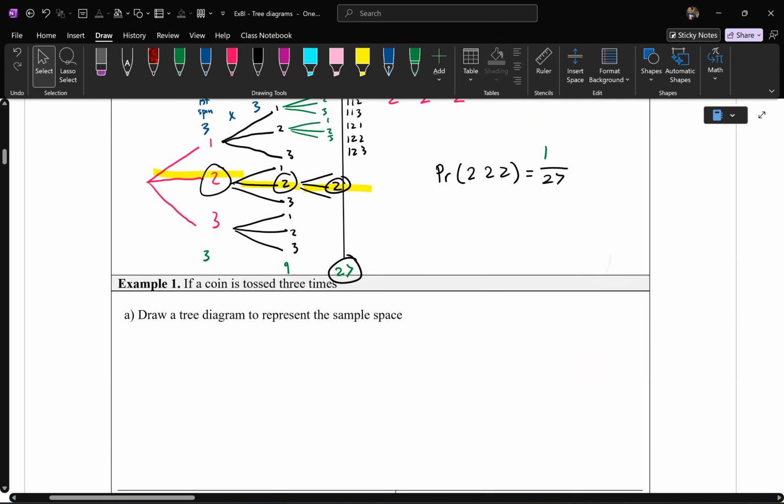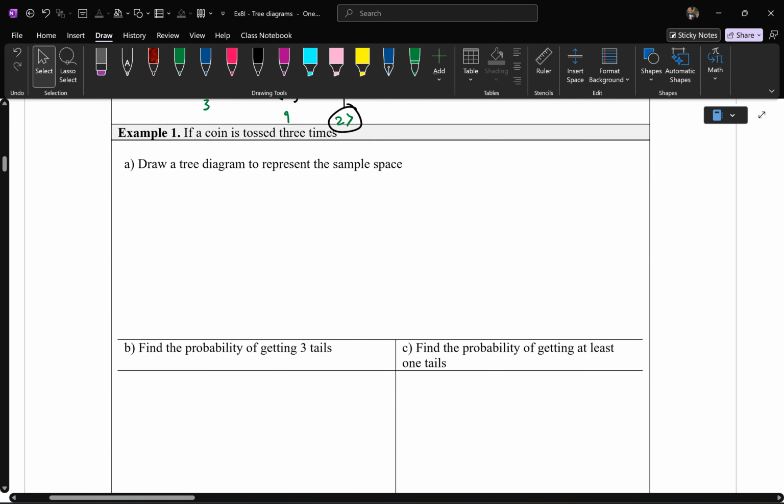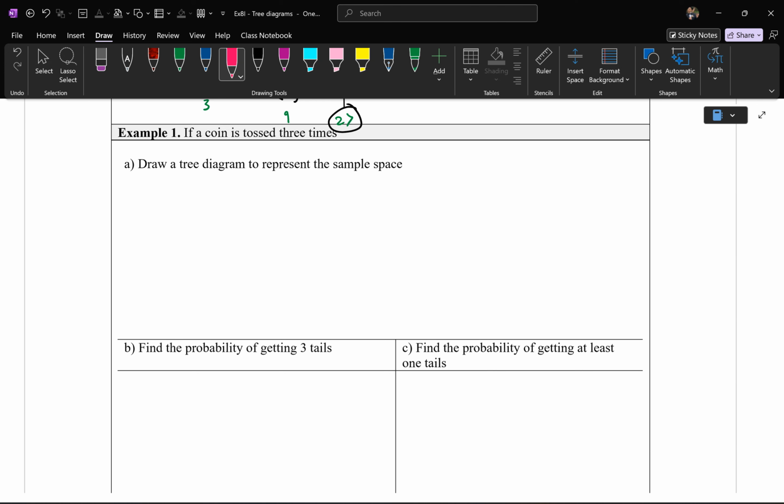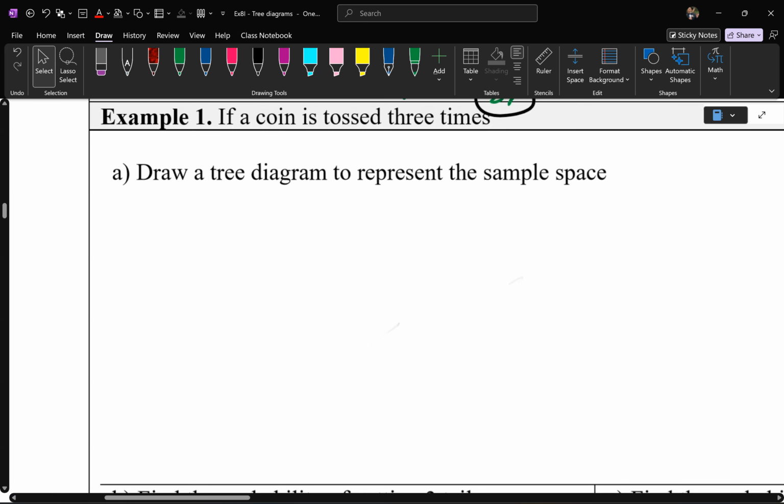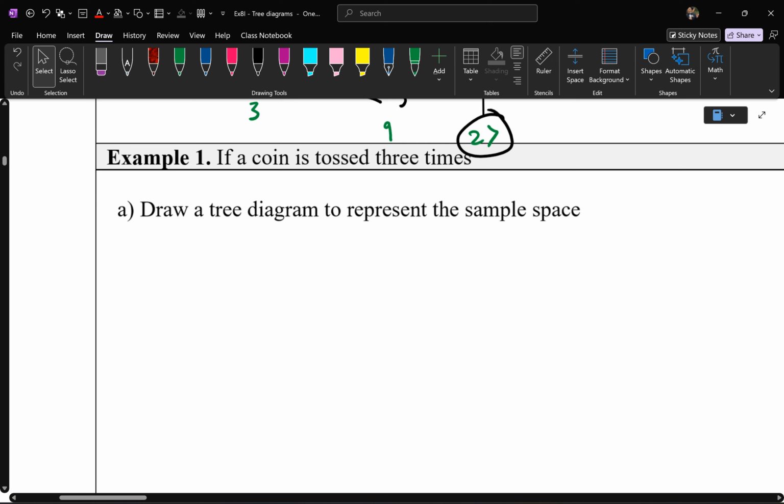Okay? All right. Let's do one example. Let's see if you can have a go at the thinking here, okay? Yeah, sure. So let's say you got a coin now. You got a coin and it's tossed 3 times.